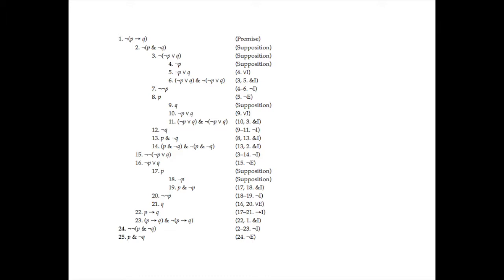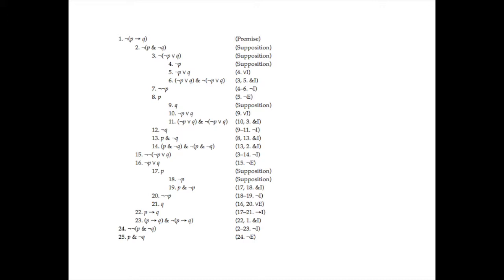All right, so on line 3, I'm assuming that line 16, which I'm trying to prove, is false. So it says not, parentheses, not P or Q. I suppose not P. On line 5, that gives me not P or Q by or introduction. And now line 5 contradicts line 3. So on line 6, I write down the contradiction. That contradiction proves that the supposition on line 4 is false. So line 7 says not P. And on line 8, that's just P by not elimination.